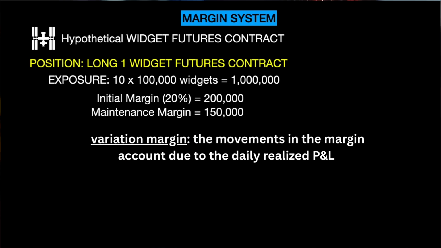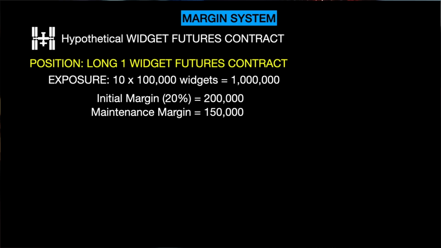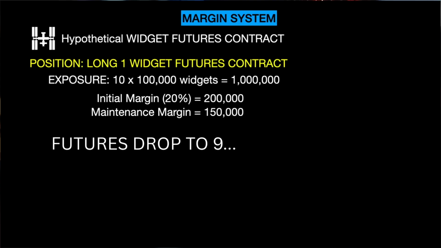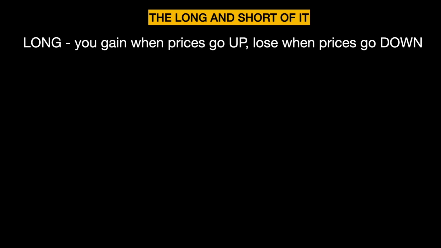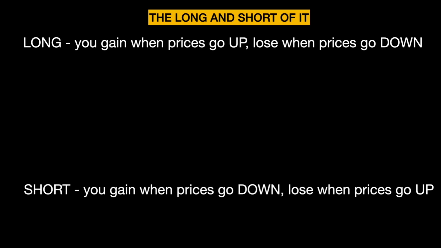So how this operates. Let's say you're long one futures contract at 10 for 100,000 widgets. This is the notional position, 1 million. The initial margin is 200,000 and the maintenance margin is 150,000. Now, at the end of the day, the futures price drops to $9. What happens? So before we get into that, try to remember this. For long positions, you gain if prices go up and you lose if prices go down. For short positions, you gain if prices go down and you lose if prices go up.